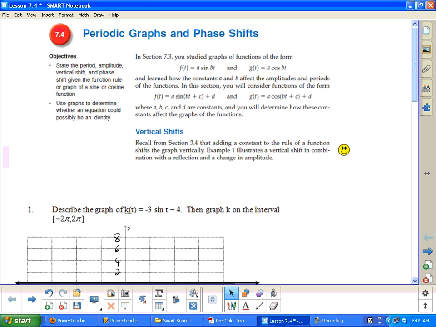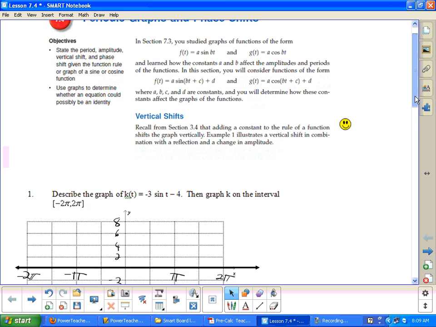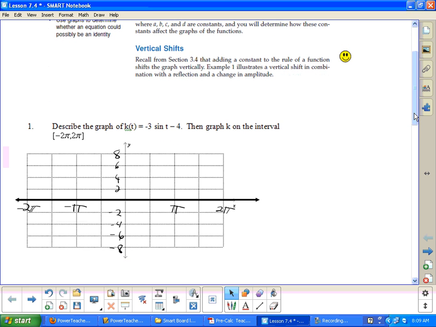So first of all, looking at vertical shifts then, if we recall from back in section 3.4, if we add a constant to the rule of a function, all it does is move the graph vertically either up or down. So here we're going to work with a little bit different one. We have -3 sine of t minus 4. So we want to describe what happens here and then graph it on the interval from -2 pi to 2 pi.